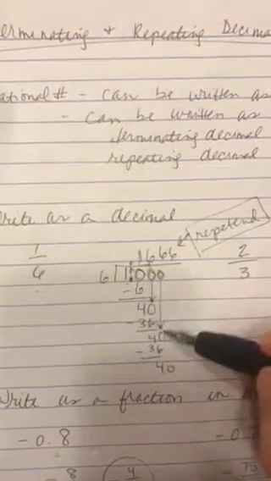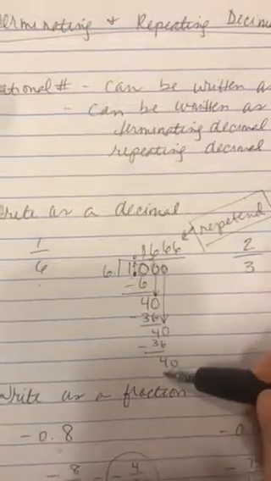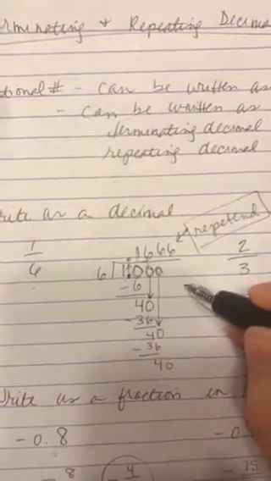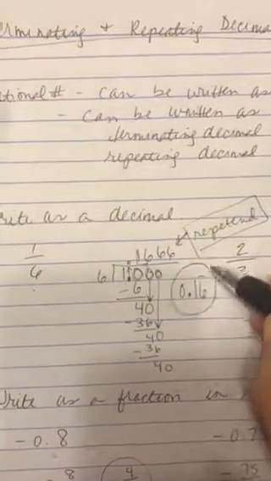How many times does 6 go into 40? It goes in 6 times. 6 times 6 is 36. Subtract and get 4. You can see that this is going to keep repeating. And so this would be one of those repeating decimals. 0.16 with a bar over the 6 would be your answer there.